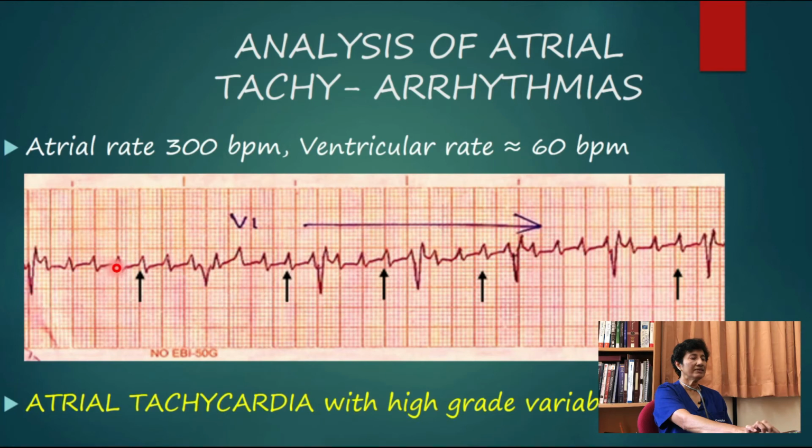So at the level of atria, the atrial rate is 300 beats per minute, but the ventricular rate is slow. There is significant bradycardia, and there is some irregularity also seen. So this is atrial tachycardia with high-grade variable AV block.